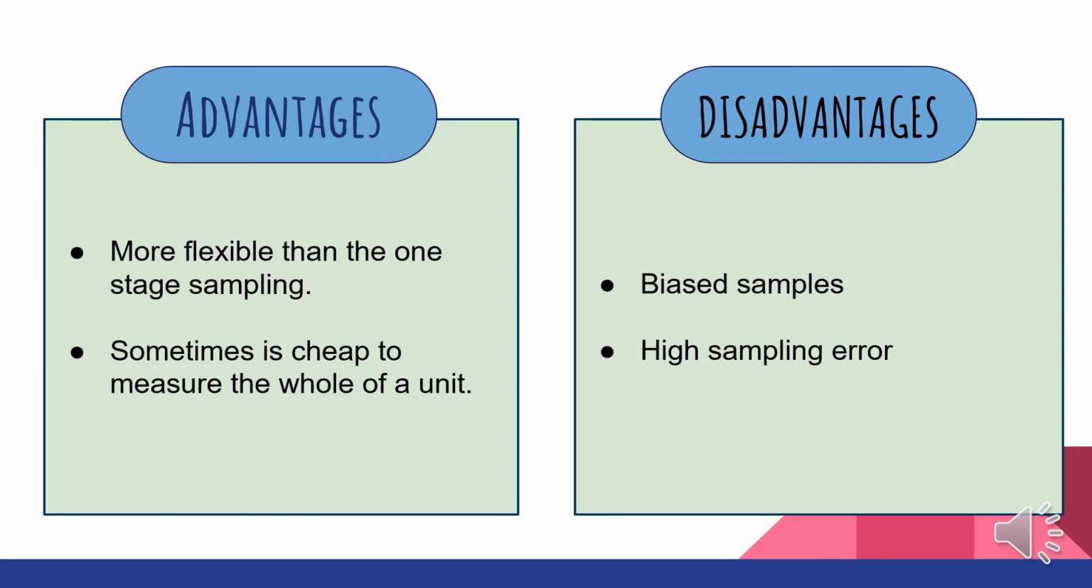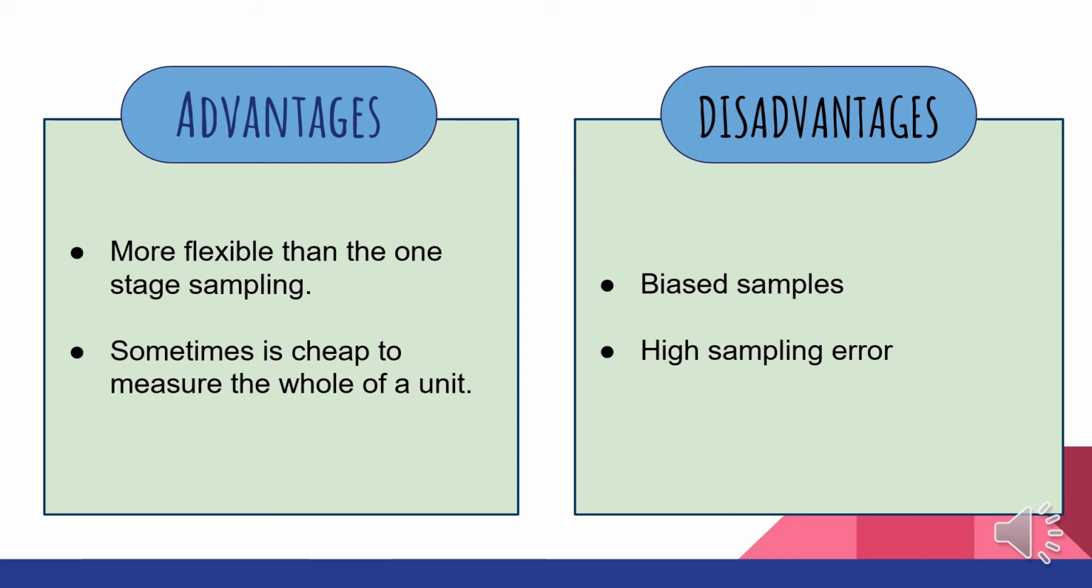Second, sometimes it's as cheap to measure the whole of a unit as to sample it. For example, when the unit is a household and a single respondent can give data as accurate as all the members of the household.